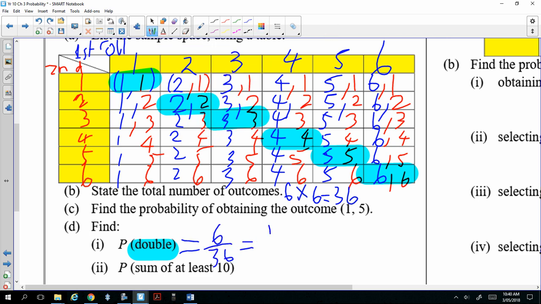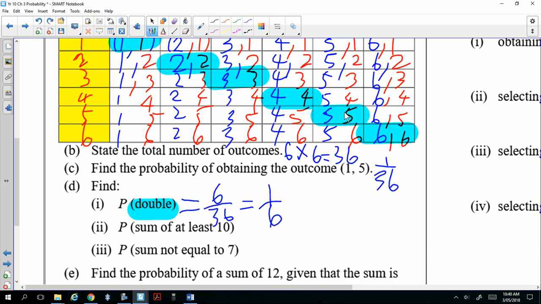Now going back to this one, find the probability of outcome 1, 5. So 1, 5 will be just one, which is over here, right? So it will be 1 out of 36. Yep. Okay, any questions? So it's all pretty easy after you list the outcomes.